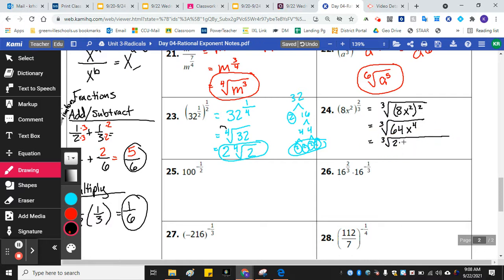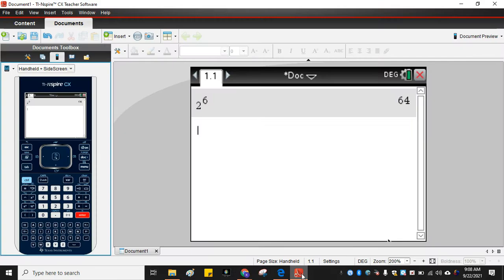64 is 2 times 32. 32 is 2 times 16. 16 is 2 times 8. 8 is 2 times 4. 4 is 2 times 2. I am not trusting myself. I'm going to check myself in the calculator. 1, 2, 3, 4, 5, 6. 6 twos. All right, just checking myself. 2 to the 6th is 64.